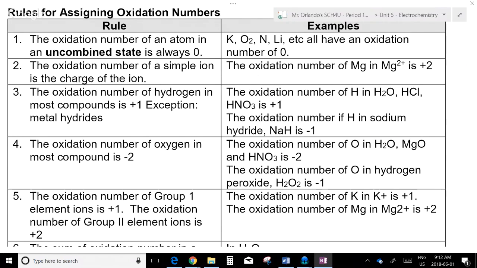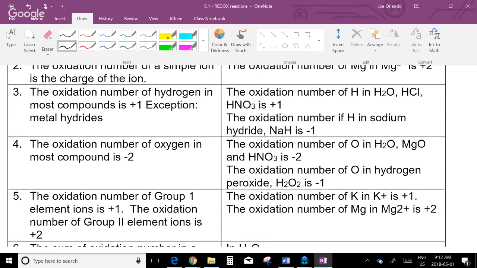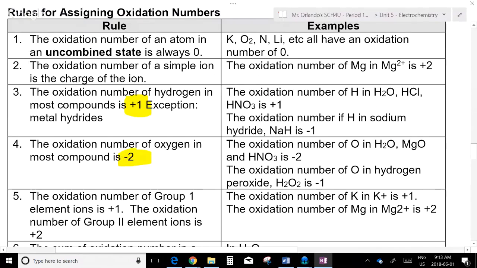Oxygen is almost always -2. There are exceptions, very rare exceptions. What would an exception be? Some of the polyatomic ions, like nitrate, can have a different one. Maybe hydrogen peroxide, H2O2, would have a different one. Those are the big ones that come to mind.